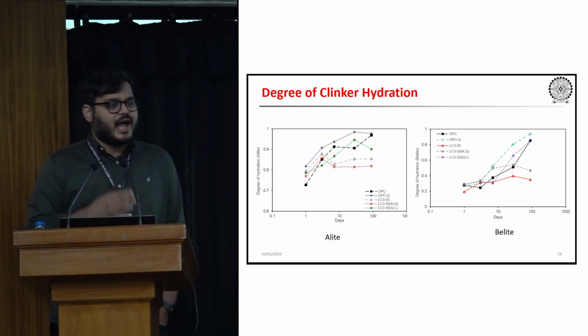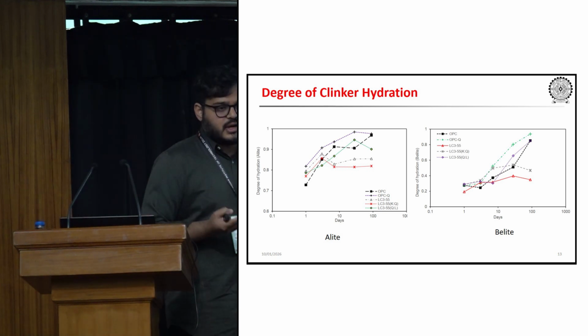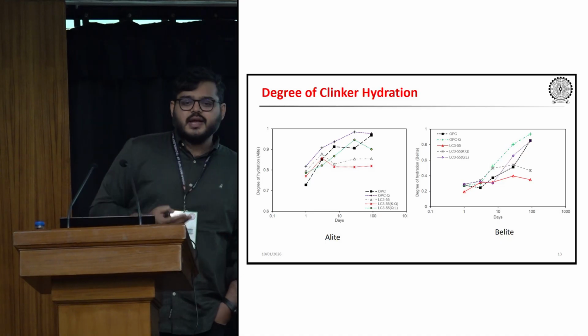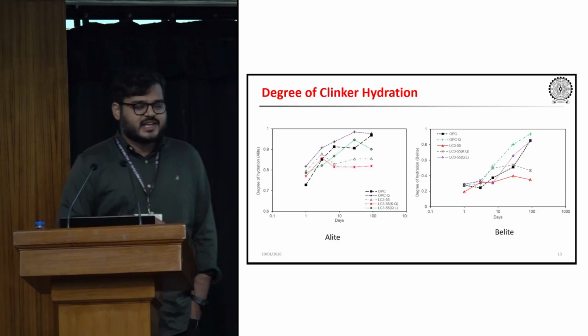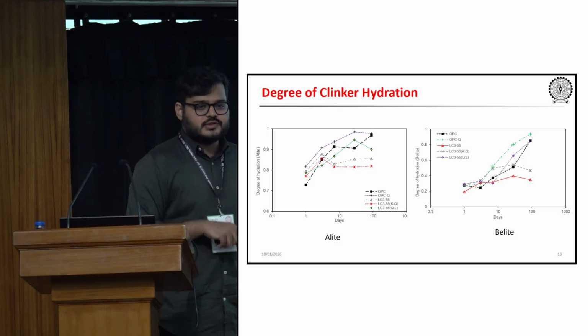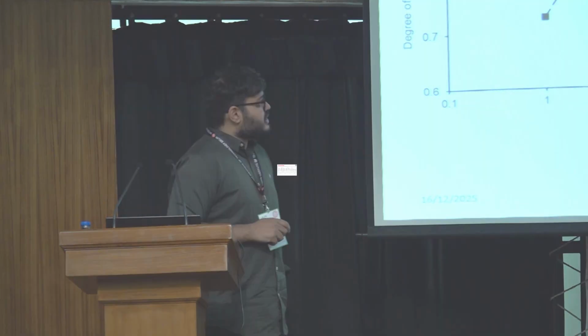But typically, if you have high belite content in your clinker, and you are using that to make blended cements with aluminate-rich SCMs, you could expect that your overall clinker hydration is going to slow down a little bit.